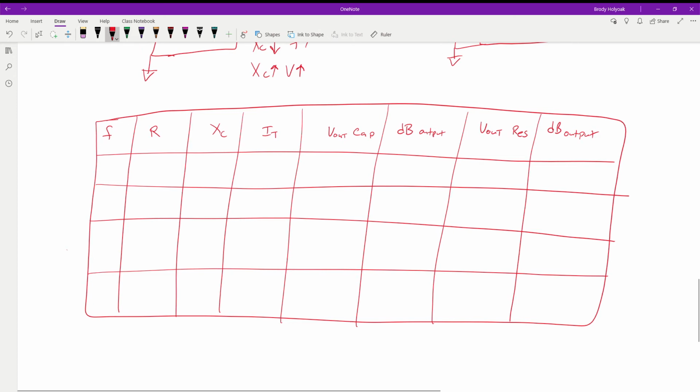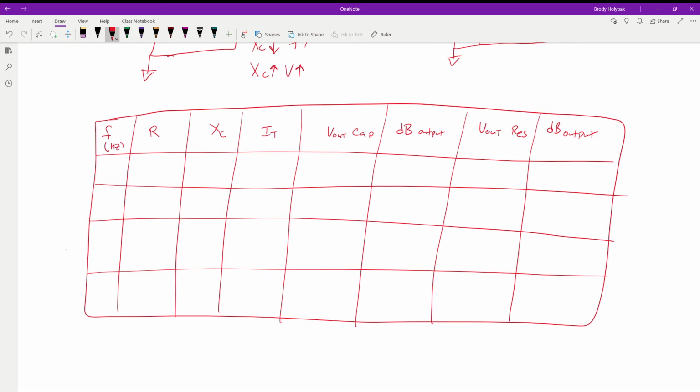So the frequencies I want to look at, just label this one as ohms, this one is ohms, this one we're going to label as amps, the V out we're going to label as volts, decibels will be in dB, and then we have volts and dB again. Okay, so we want to run at 60 hertz, 6,000 hertz, 600,000 hertz, and 60 megahertz. It's a good range across the full spectrum of frequencies that we could be dealing with.